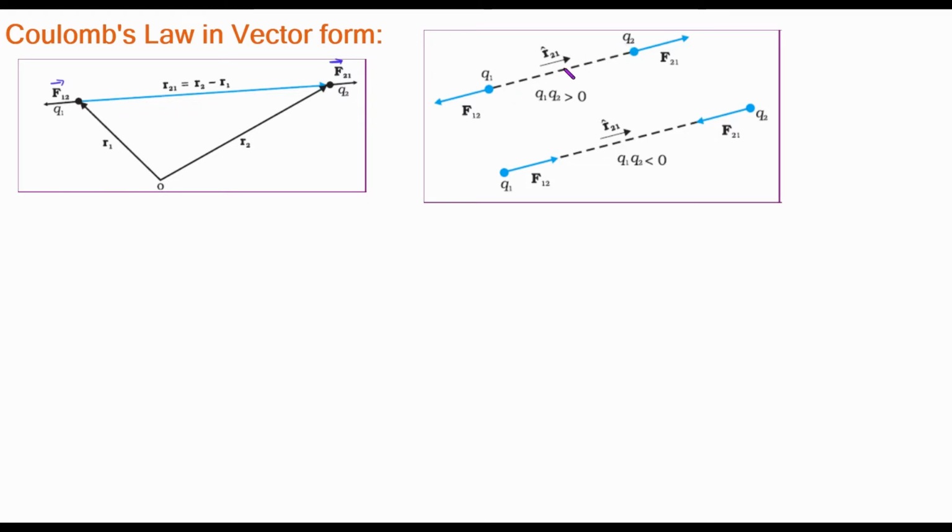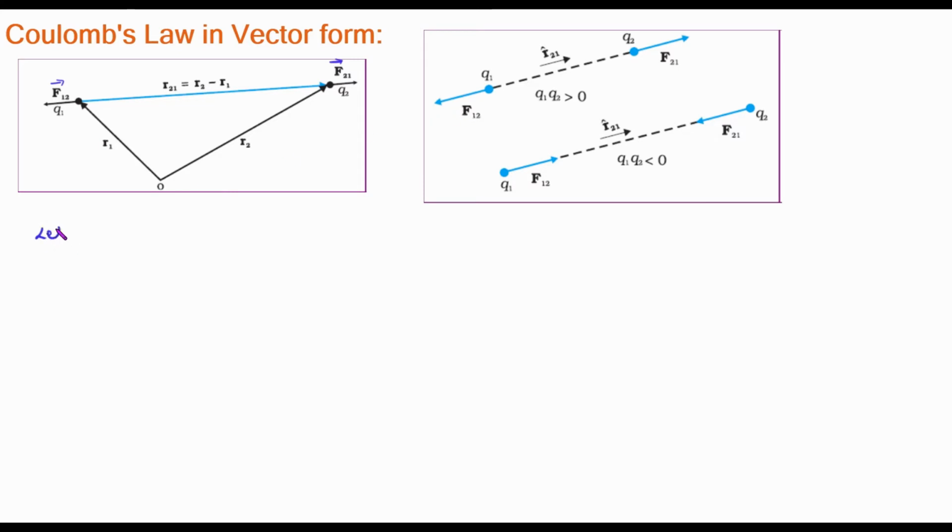This is the case when the charges are similar. Suppose the charges are opposite: q1 positive, q2 negative. Then a force of attraction will act between these two. Here again it is r21, but q1 q2 is less than 0 here, and here q1 q2 is greater than 0. What they ask is: write Coulomb's law in its vector form.